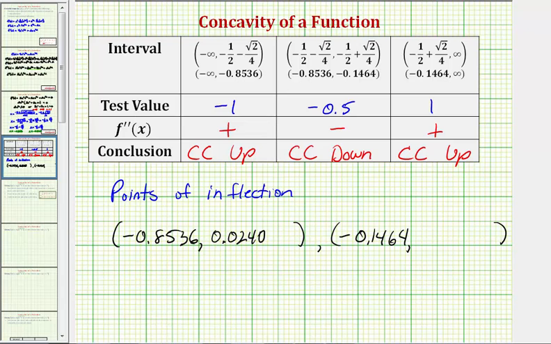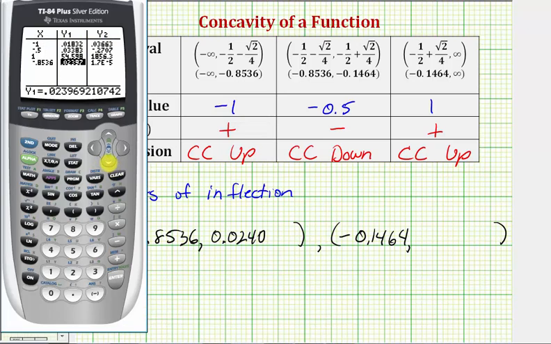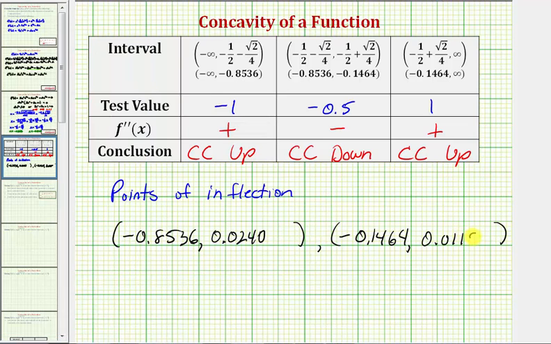And now for the second point of inflection, we'll press down and then right back to the next x value. We'll enter negative 0.1464. Enter. And again, we'll go ahead and move the cursor over to y1 so we can see more decimal places here. The y-coordinate will be approximately 0.0119. Of course, if we entered the exact x values rather than decimal approximations, we would have more accuracy. But for this problem, the decimal approximations work just fine.